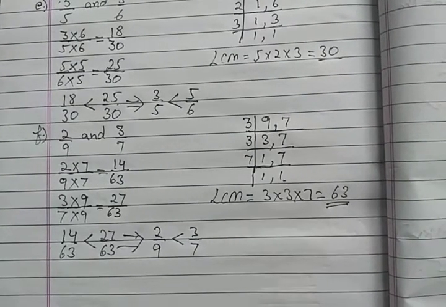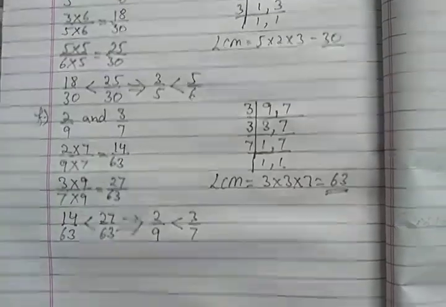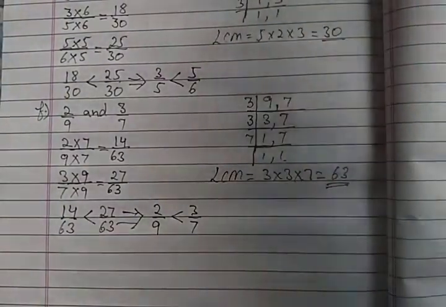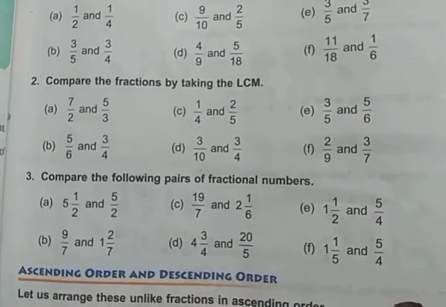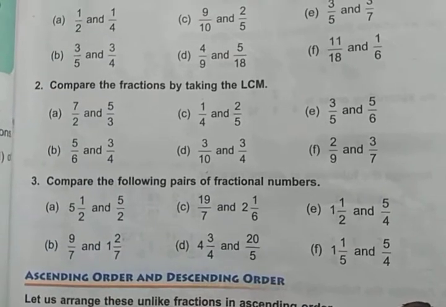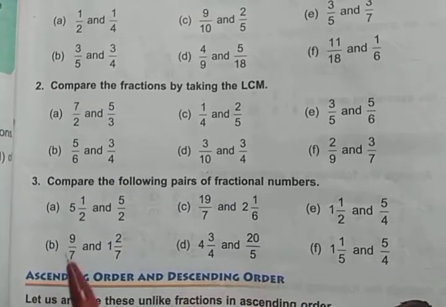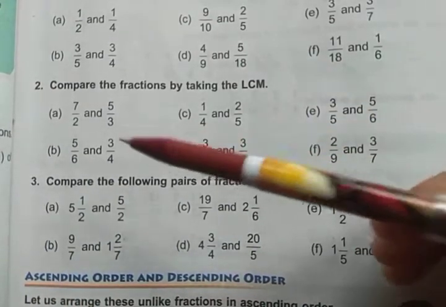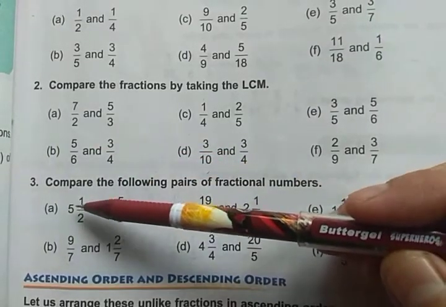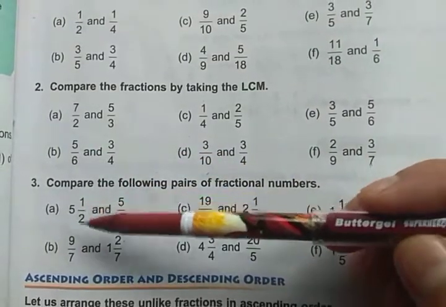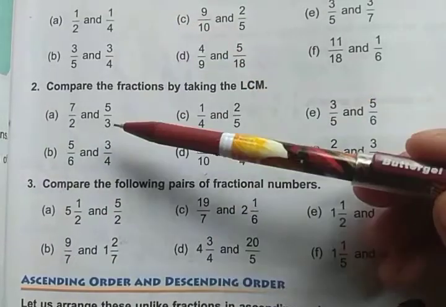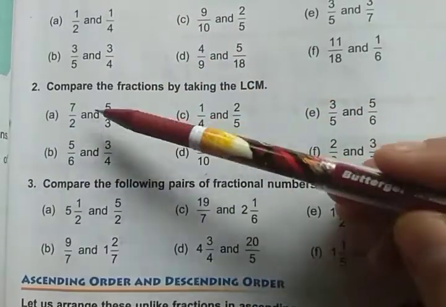Now come to the question number 3. Here we have to compare the following pairs of fraction numbers. Now here the questions are in mixed form. Mixed number is there. 5 and 1 upon 2. In other previous first and second question mixed numbers नहीं थे.